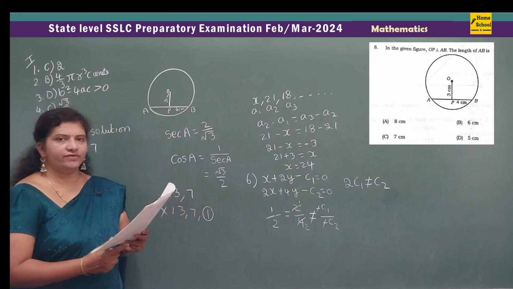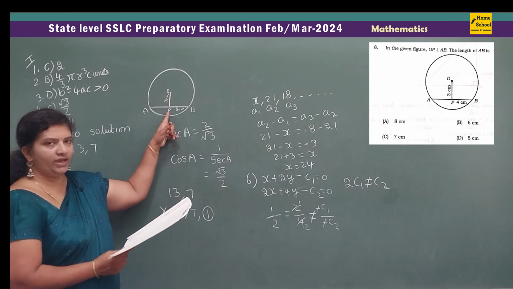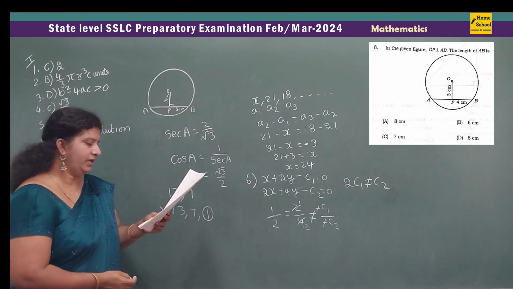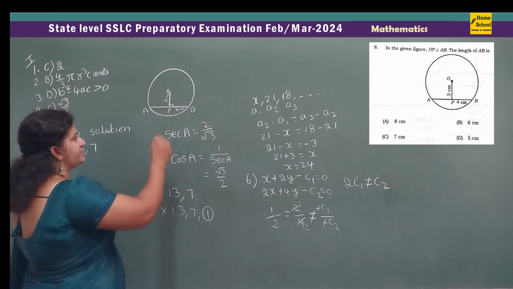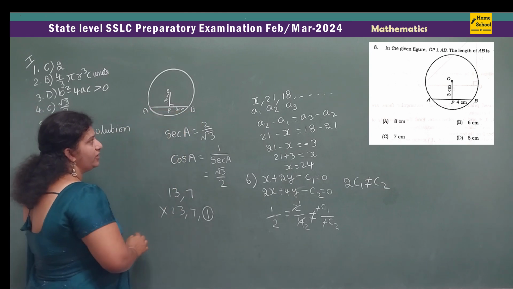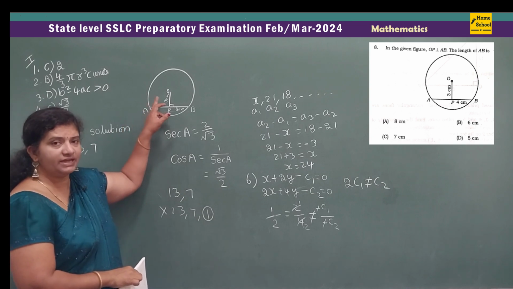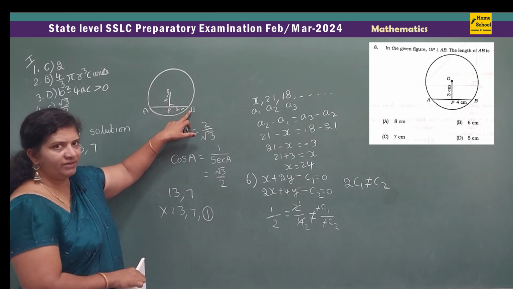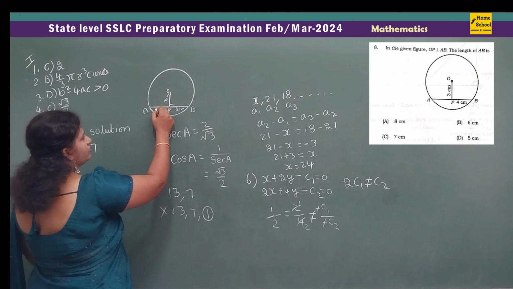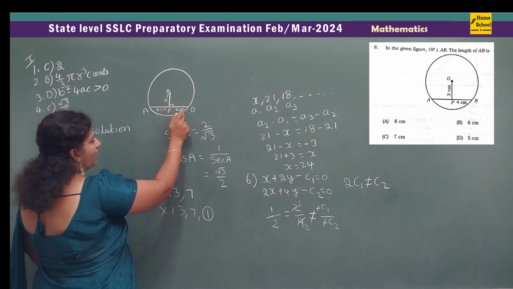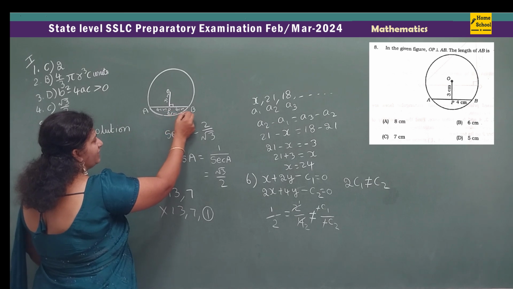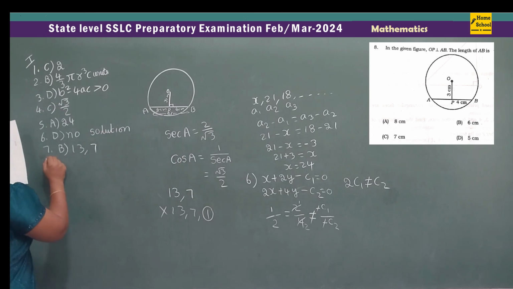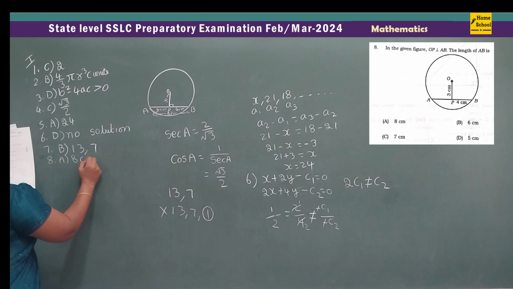Eighth one, in the given figure, you can see the figure over here. OP is perpendicular to AB. Then the length of AB is? What is this length is your question. You know that any perpendicular drawn from the center to a chord divides it equally. That means PB length is 4 cm. Automatically AP length is also 4 centimeters. What is the sum? 4 plus 4 will be 8 centimeters, the AB length. What's your option here? Option A, 8 centimeters.